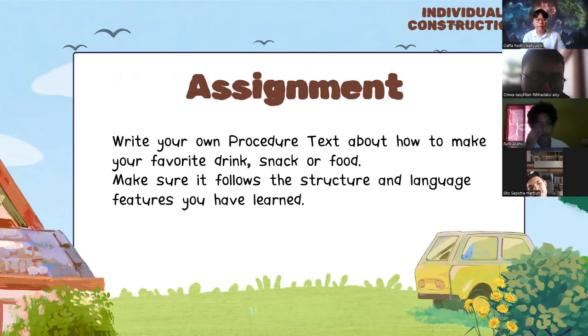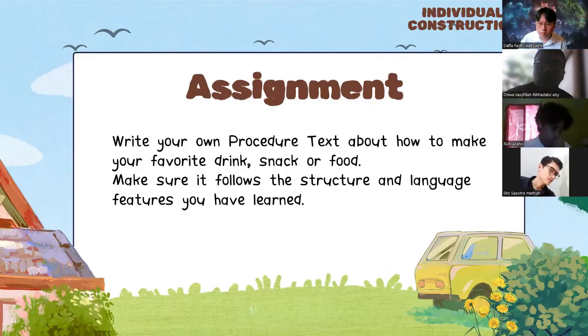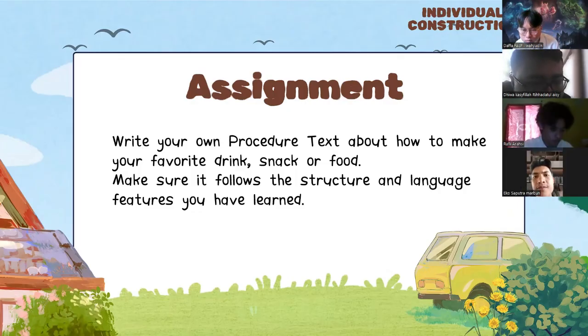So this is the individual assignment for you guys. And the instruction is write your own procedure text about how to make your favorite drink, snack, or food. Make sure it follows the structure and language features you have learned. And I will give you maybe 2 minutes for completing the assignment and start it now. Please. All right, finish, guys. Finish, sir. Thank you, sir.